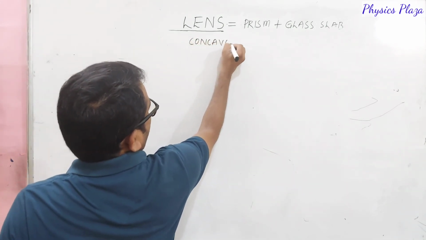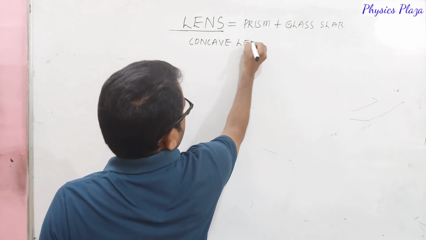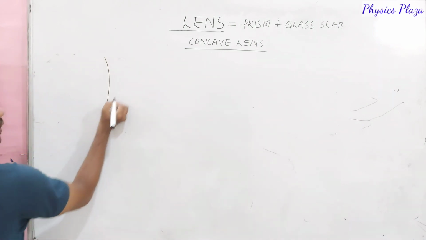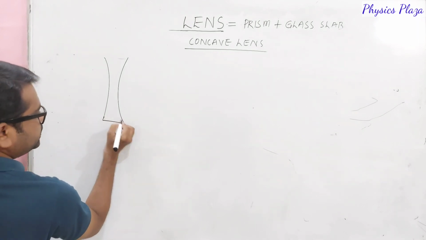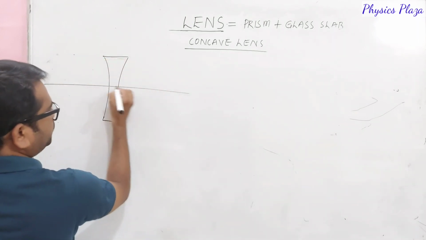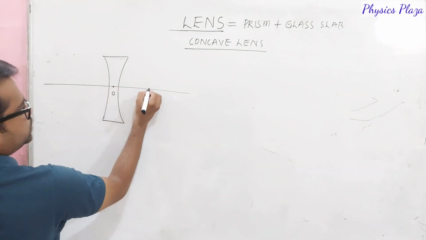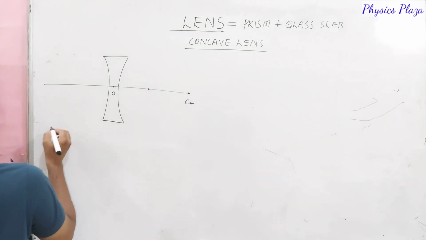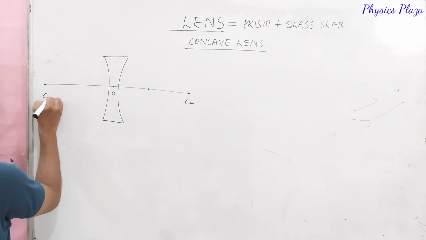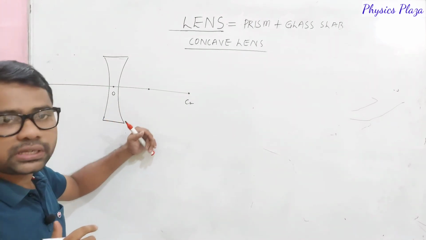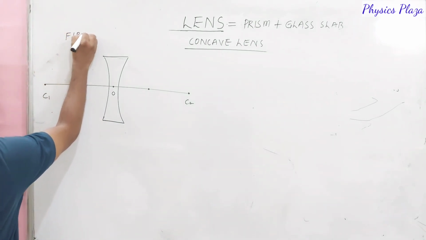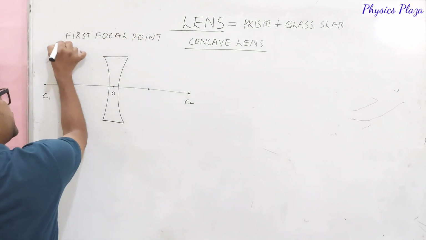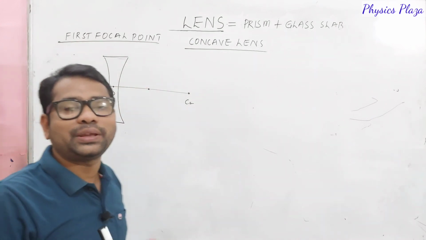For a concave lens, where is the first focal point going to be and where is the second focal point going to be located? Look here. So children, let us draw here. Here is a concave lens, and here is the optic center. Here somewhere we have C2, and here somewhere we have C1. Now dear children, for the concave lens we will discuss the first focal point. What is the first focal point? What is the first focal plane? Also very important to understand.